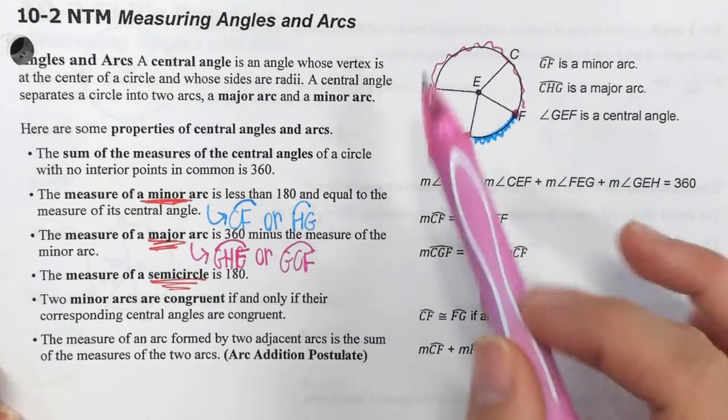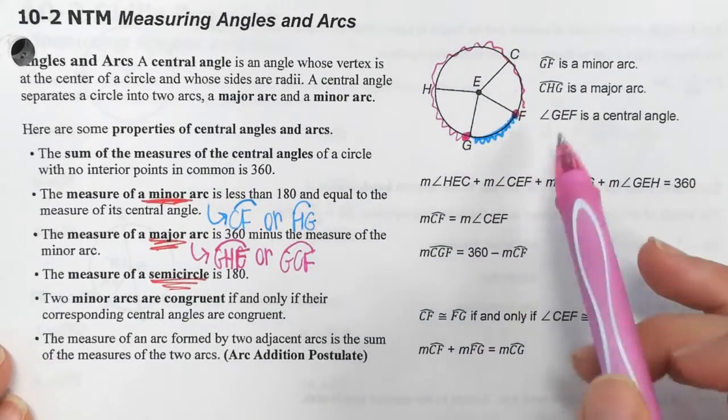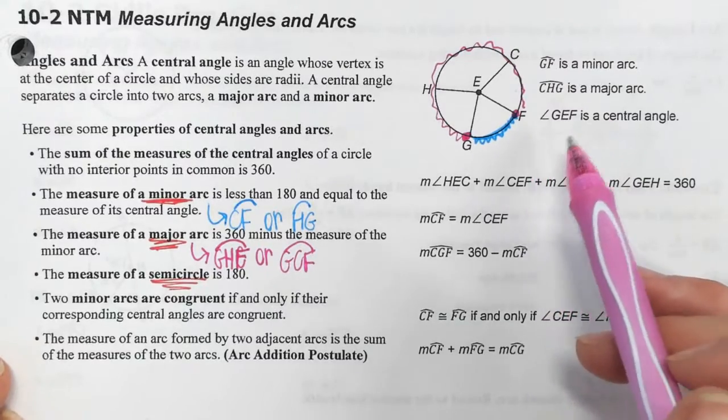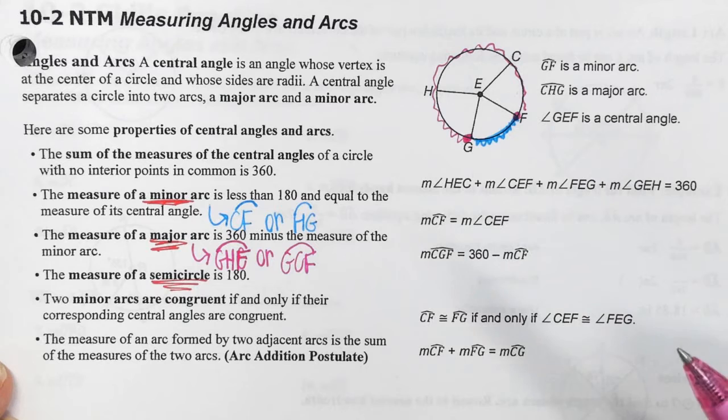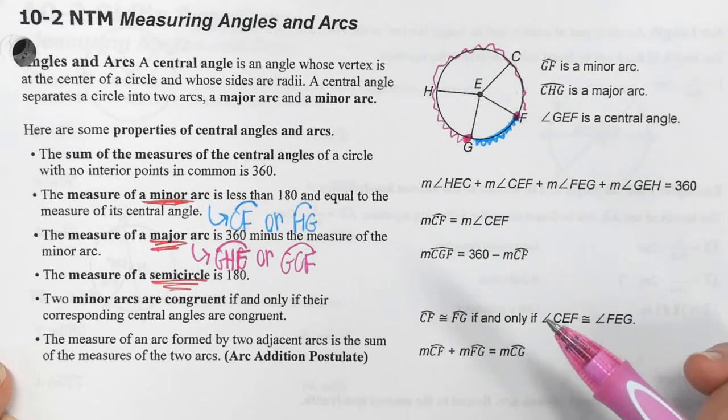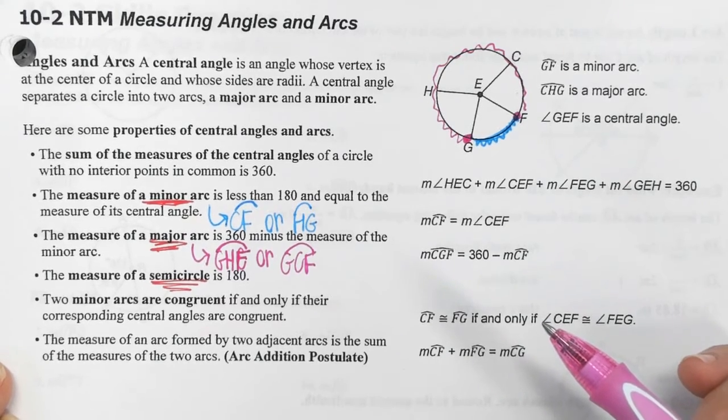Do you see a semicircle in this one? No, there's not a semicircle. There has to be a diameter in order to get a semicircle. Is there a symbol for this one? You just name it the same way. You could use 2 or 3 letters, though. Okay?